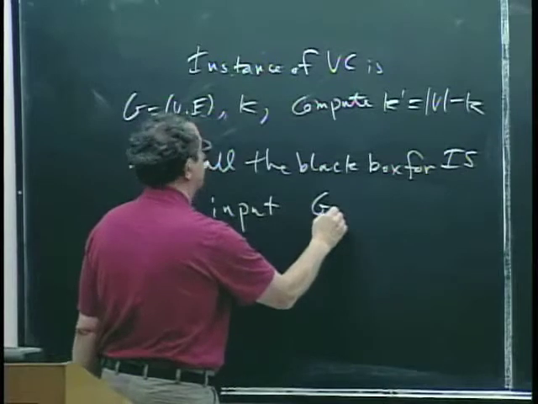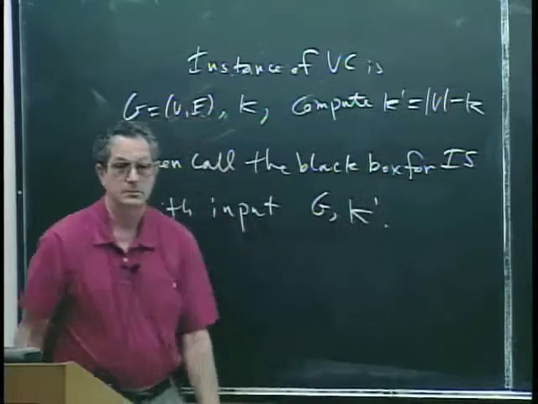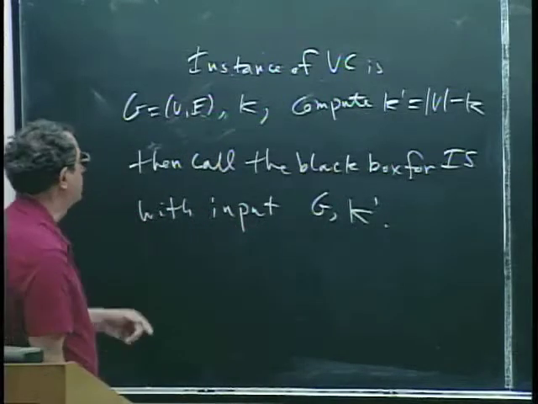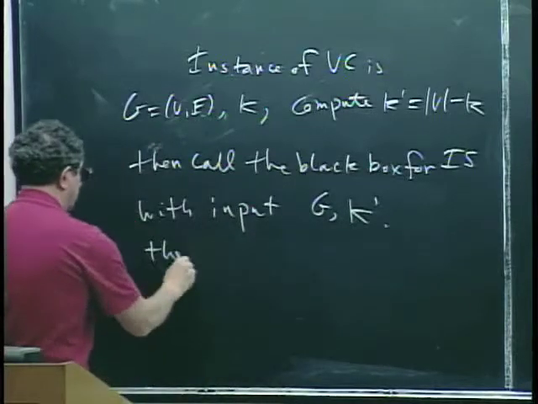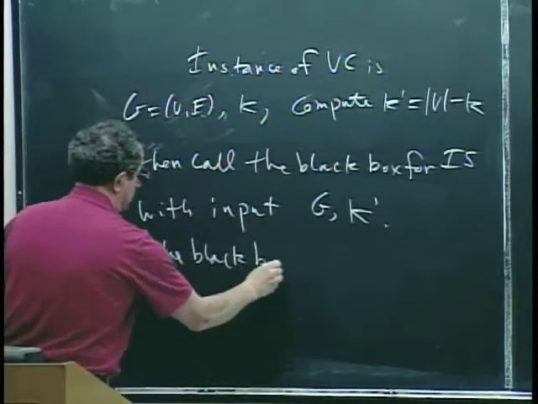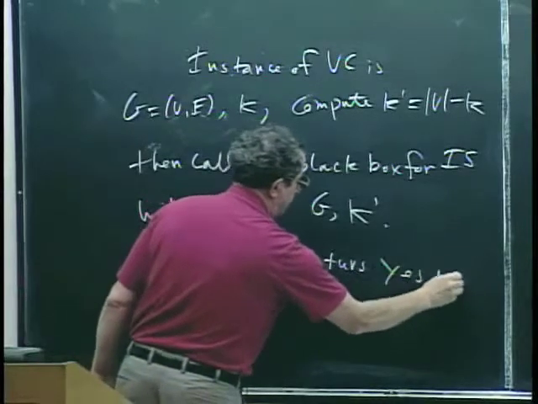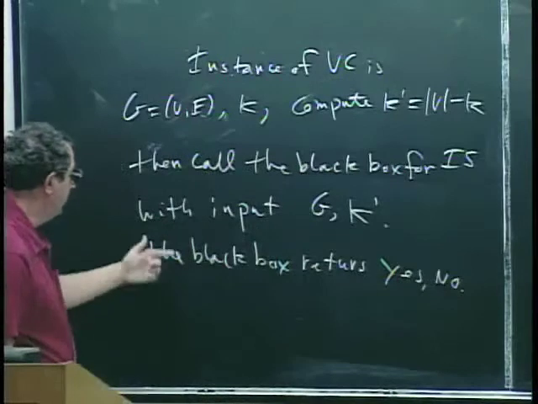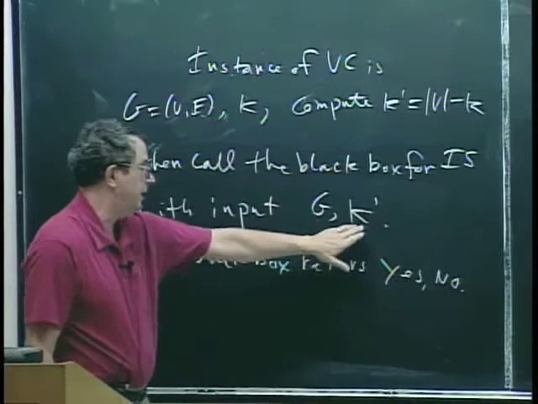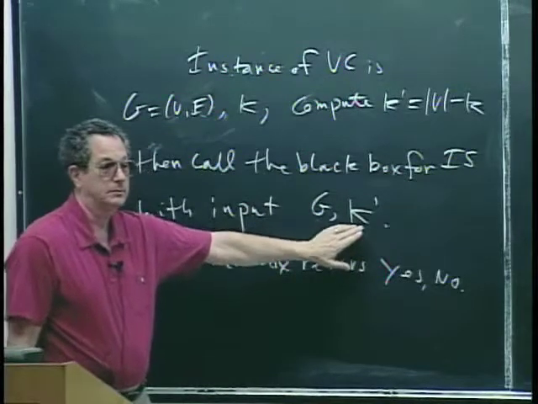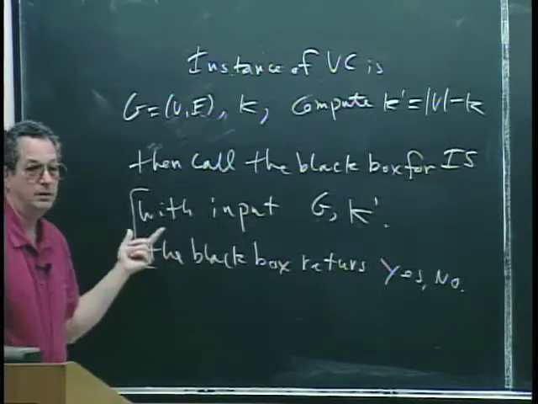It's the same graph G as before, and now target k prime. And that black box returns either yes or no. It says there is an independent set in G of size k prime, or there isn't. And so that's the call.